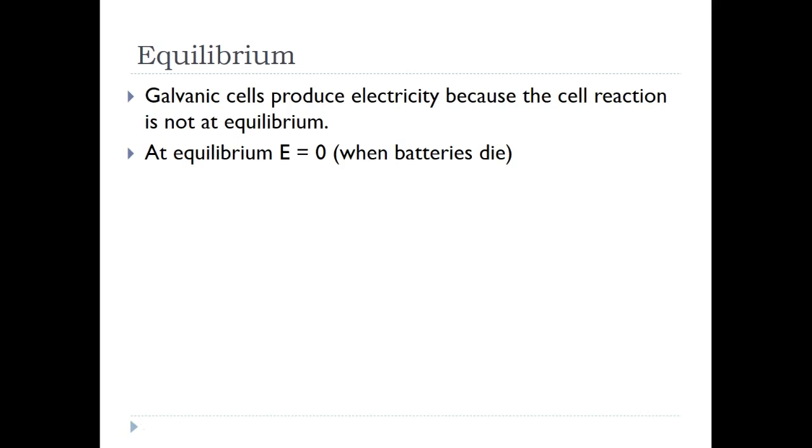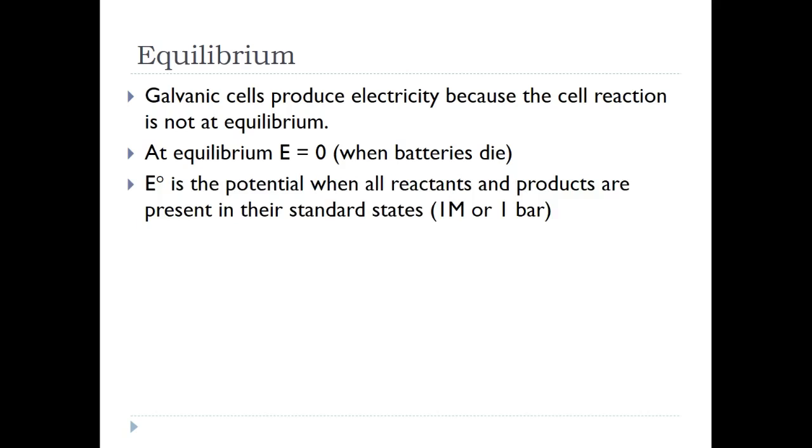If you think just about your AA batteries that you use, when your battery dies, what happens is that your anode and your cathode are now at equilibrium. You've got a cell potential of 0. It's not doing you any good anymore. Okay, so we do have a relationship between cell potential and equilibrium.